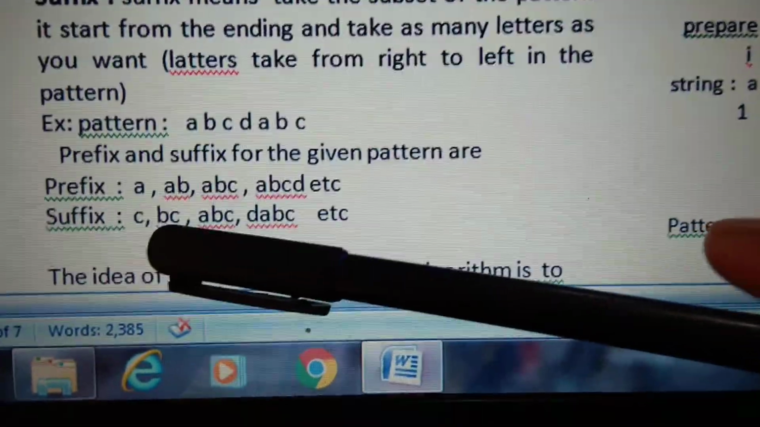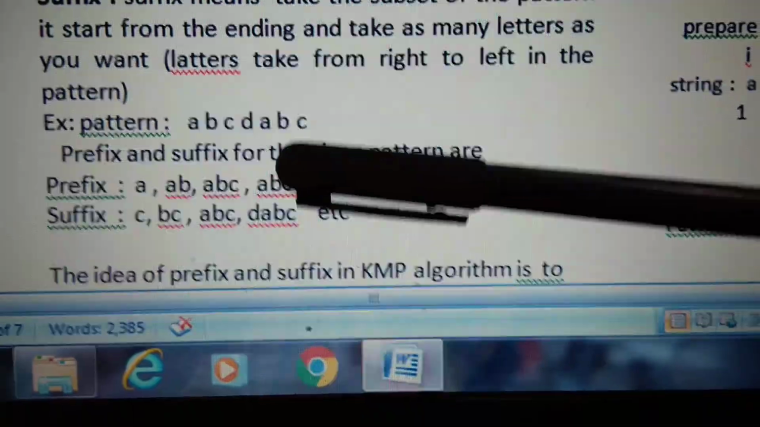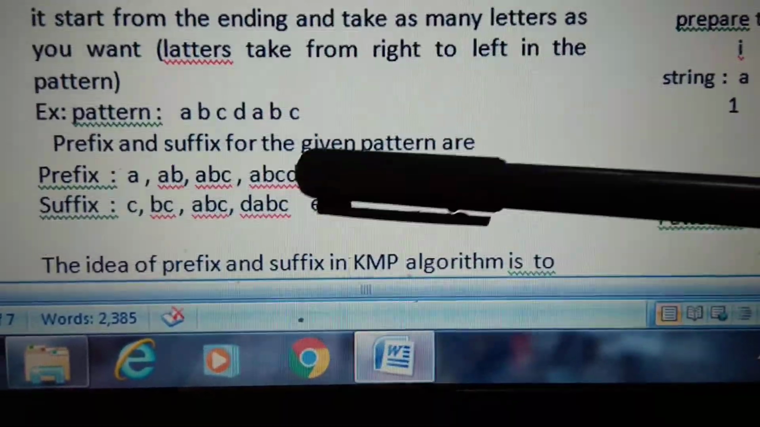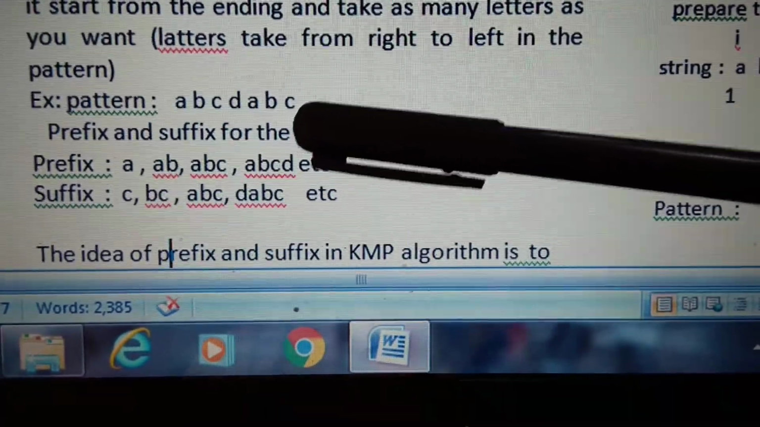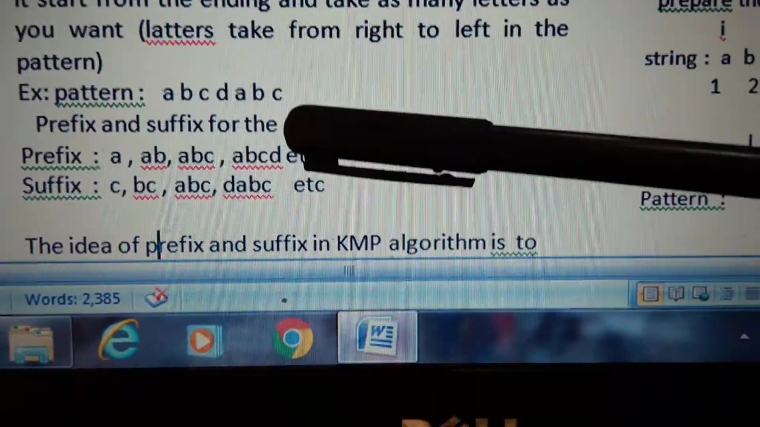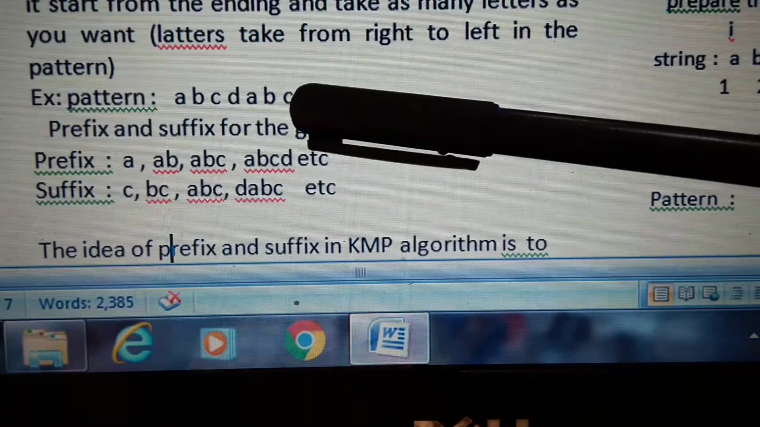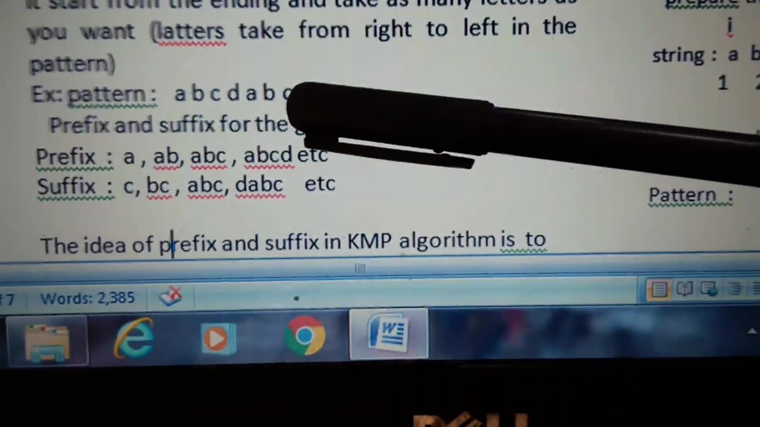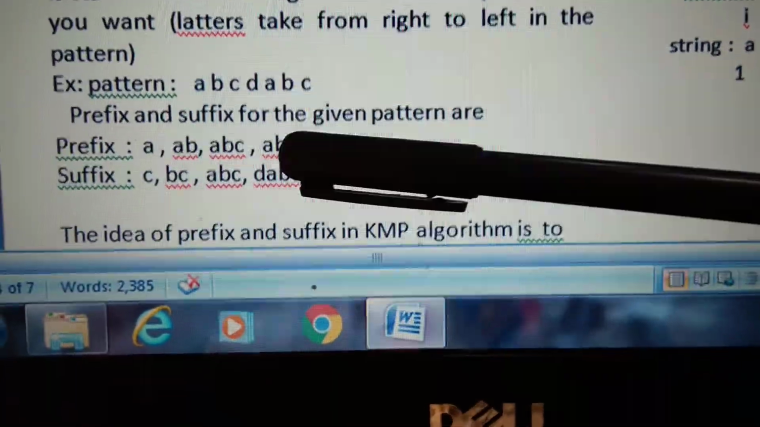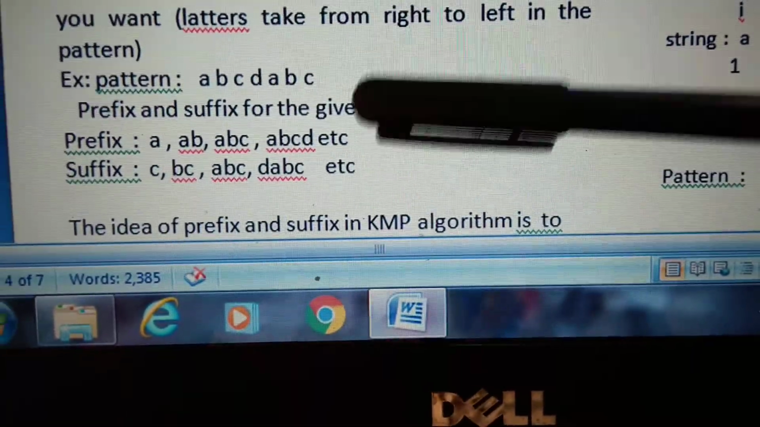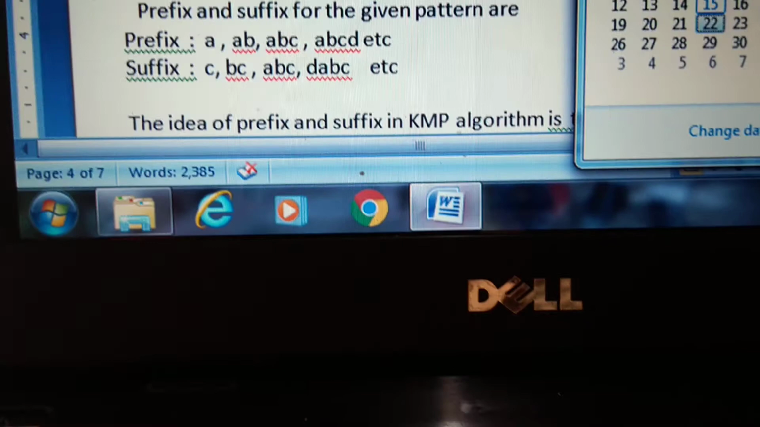Similarly, we can write the suffix for this particular pattern. When you want to write the suffix, start from the ending of the pattern. Here the ending of the pattern is C. From that ending part of the pattern, we take the characters one by one: C, BC, ABC, DABC, etc.